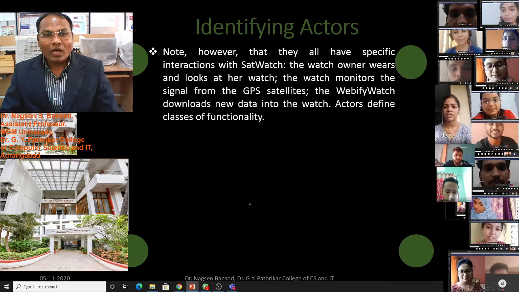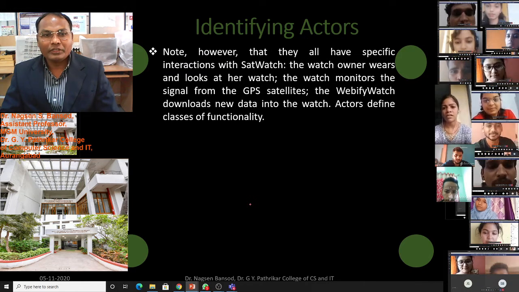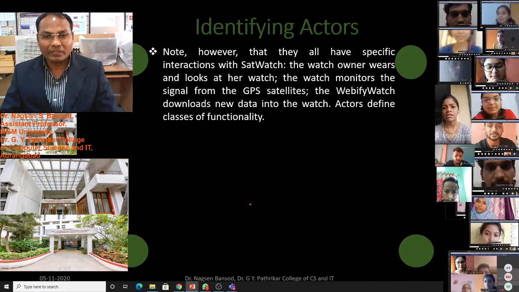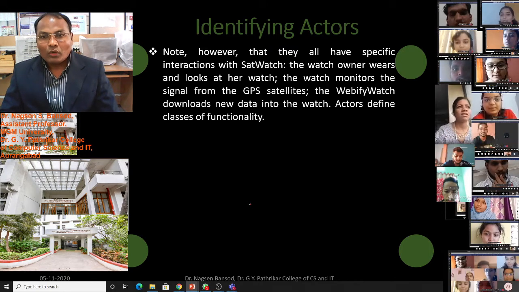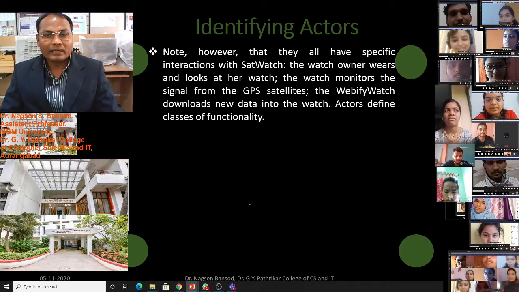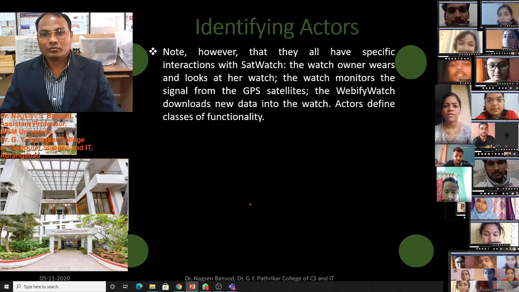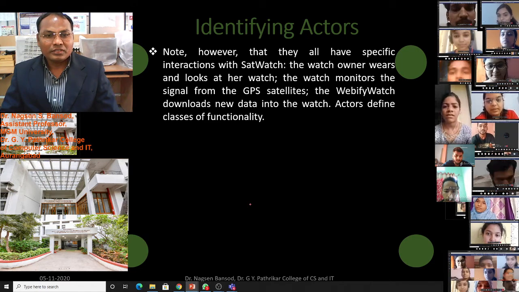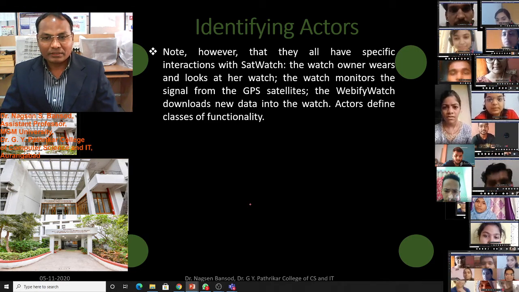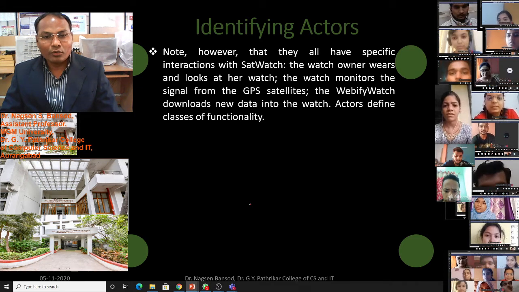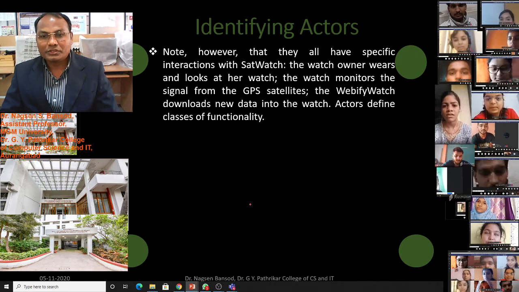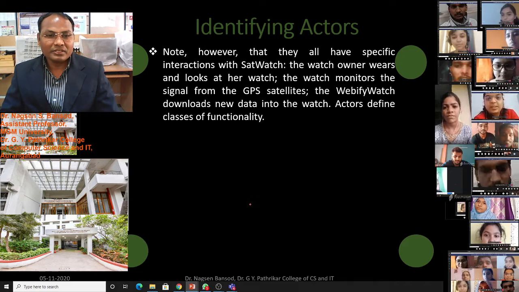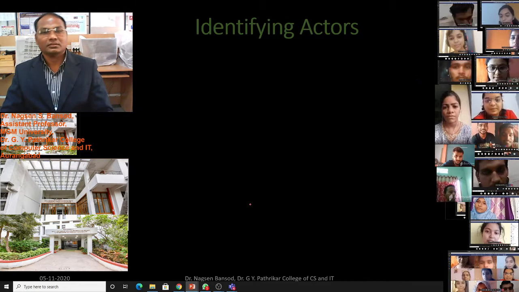Note, however, that they all have a specific interaction with SatWatch. The watch owner wears and looks at her watch. The watch monitors signals from the GPS satellites. The Webify watch downloads new data into the watch. Actors define the classes of functionality.